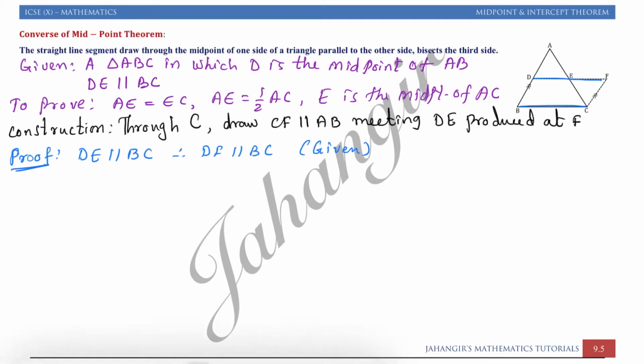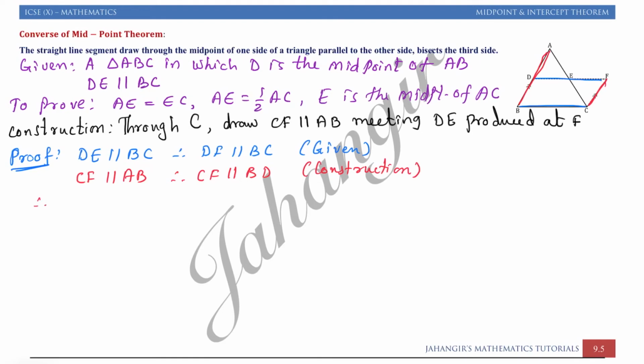Now second, we can say CF is parallel to AD, so we can say CF is parallel to BD. CF parallel to AB, this is construction. Therefore, we can say CF is parallel to BD. This you can write as construction.